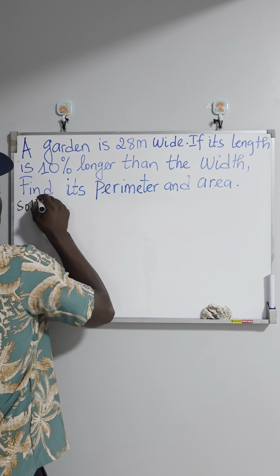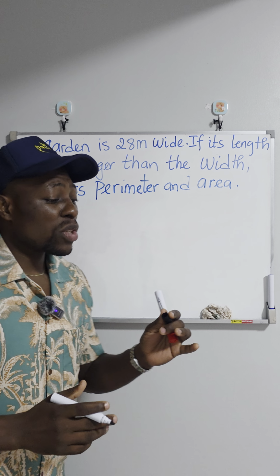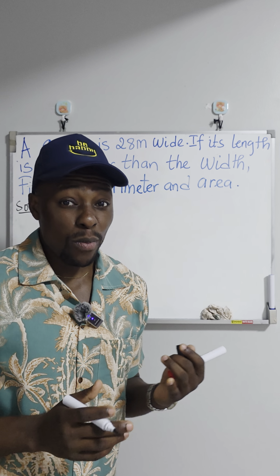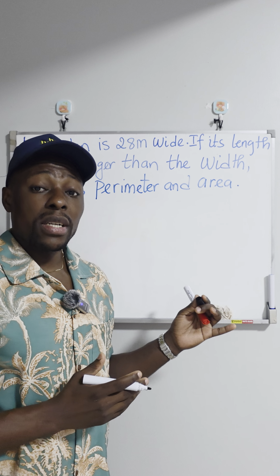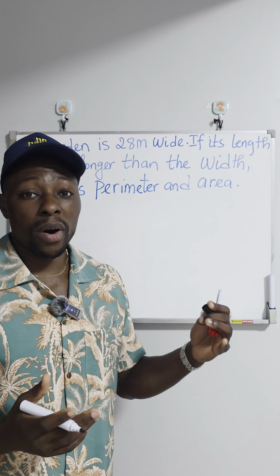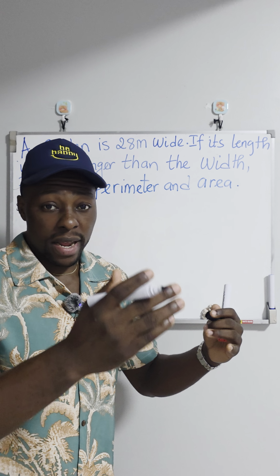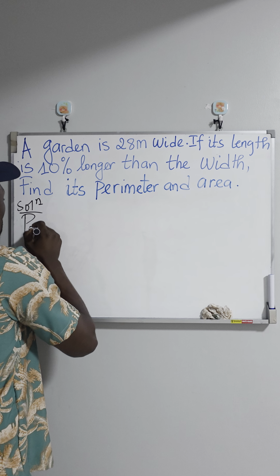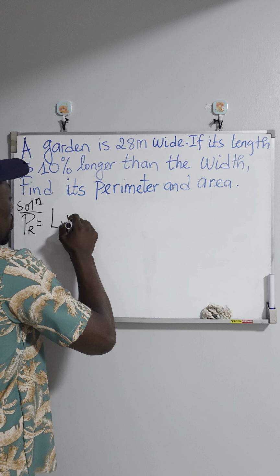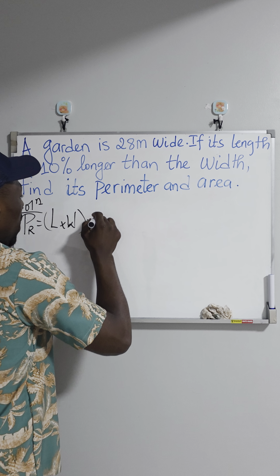Let's begin with the perimeter. First things first, let's write the most relevant formula that can take us to calculating the perimeter of this shape. Clearly, this garden has a rectangular shape because we're talking about a certain width and a certain length. So, what's the formula for perimeter of a rectangle? We know it's length plus width, all of this multiplied by 2.